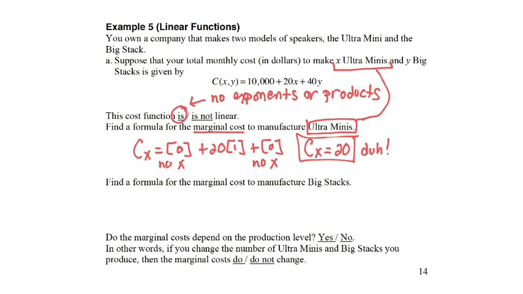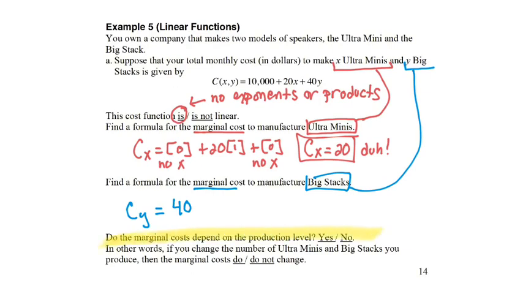So when the next question asks the formula for the marginal costs of big stacks, those are the Y's. So we need to take the partial derivative with respect to Y, but we could do, again, a little bit of that no duh and say it's just 40 because we only have one Y variable and that's the coefficient.